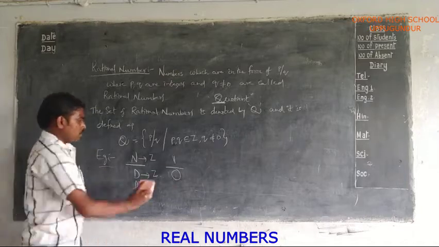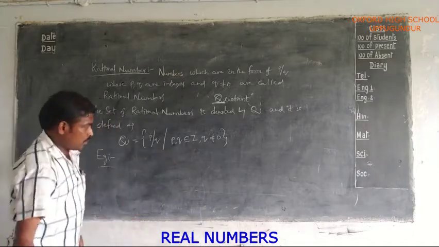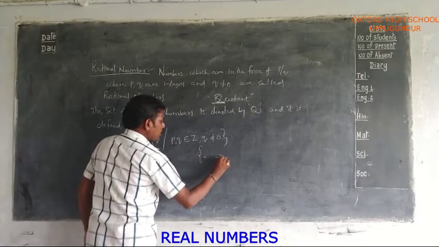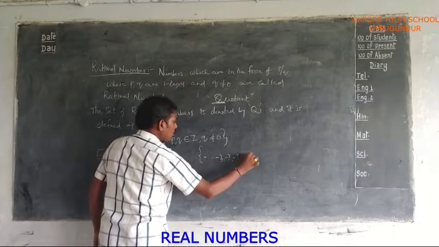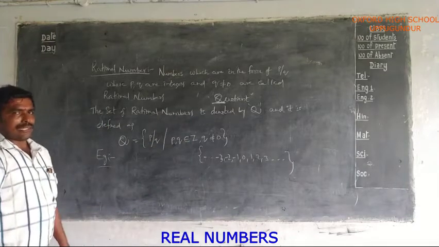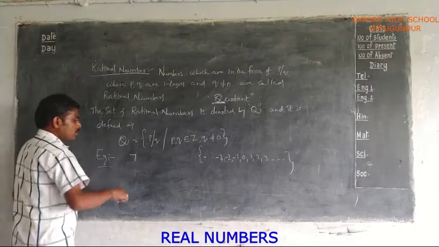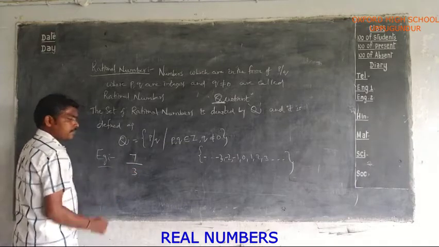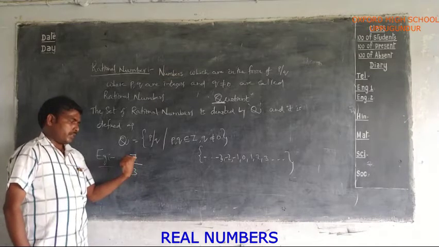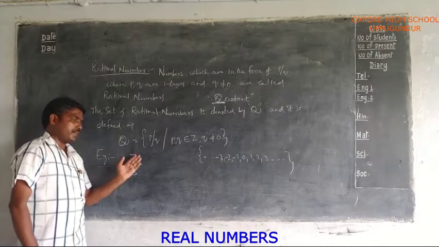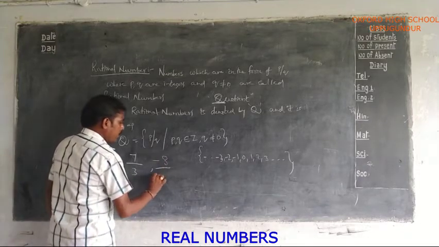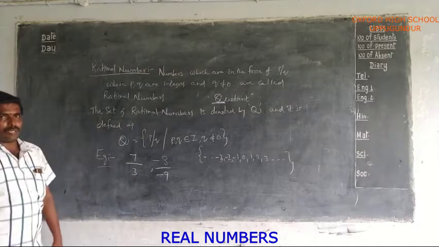Already you know what integers are. What are integers? Negative numbers along with whole numbers: -3, -2, -1, 0, 1, 2, 3 and so on. All these are integers. Among those integers, you can take any value. Suppose you take numerator 7 and denominator 3. This 3 belongs to integers, this 7 also belongs to integers, and the denominator is not equal to 0. That's why it is a rational number. You can take both negative also: -8 by -9 is also a rational number.